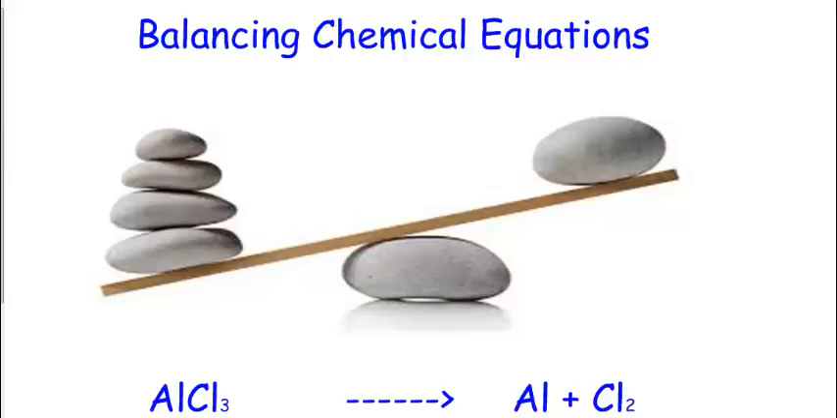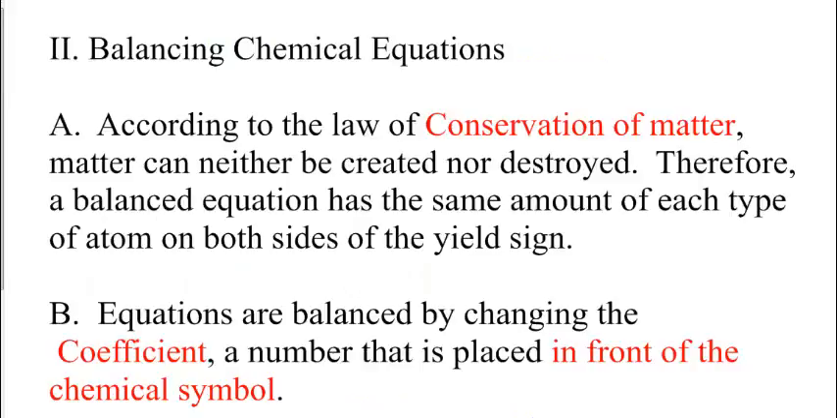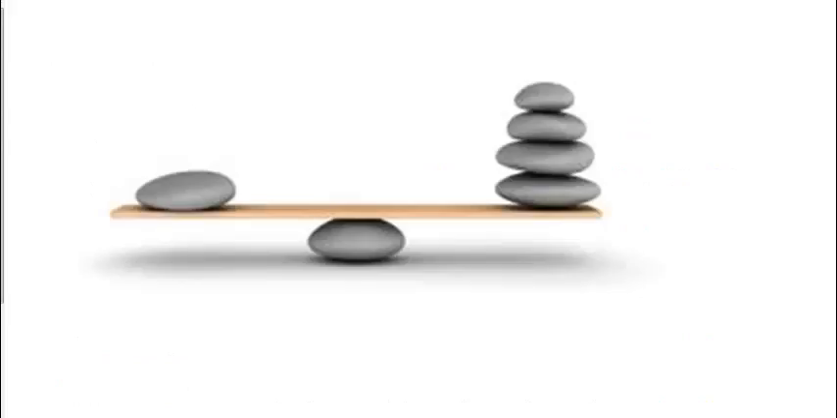But according to the law of conservation of matter, matter can neither be created nor destroyed. Therefore, a balanced chemical equation has the same amount of each type of atom on both sides of the yield sign. When we have a balanced equation, things are balanced out.